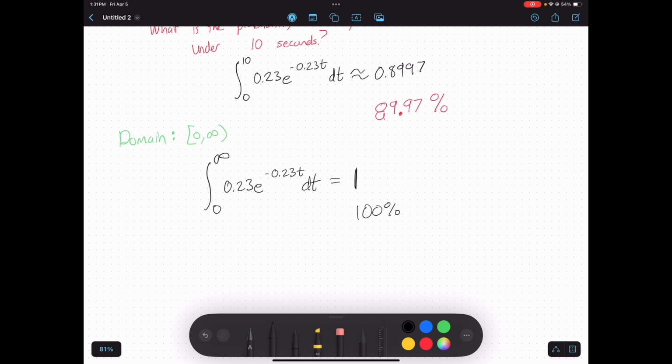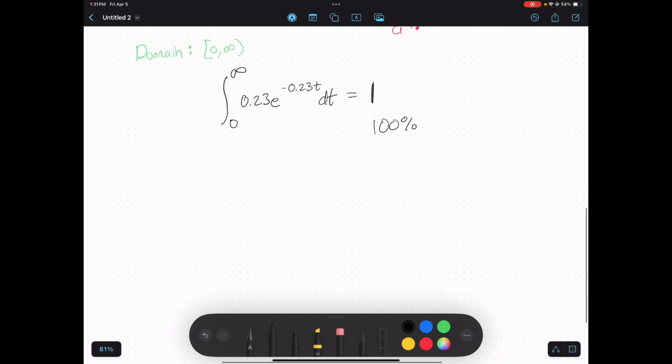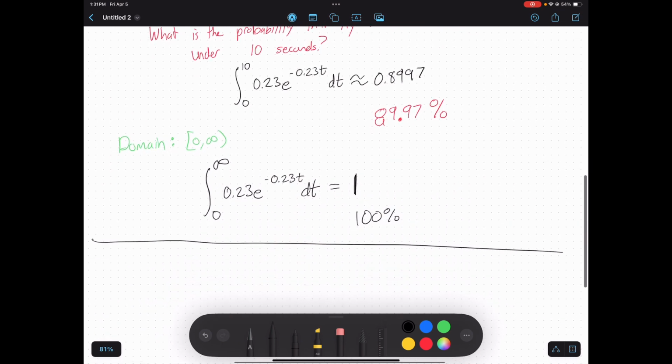So this is a property that all probability density functions have. If you integrate them over their entire domain, they should equal 1. Okay, so there's our basic review of probability density functions.